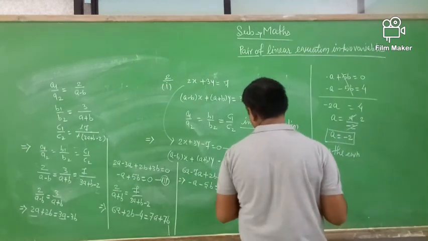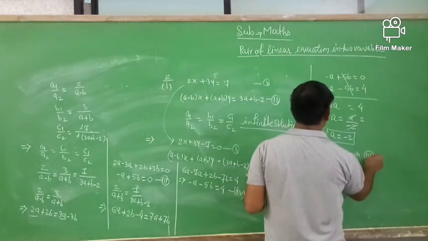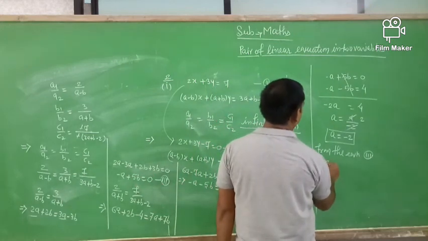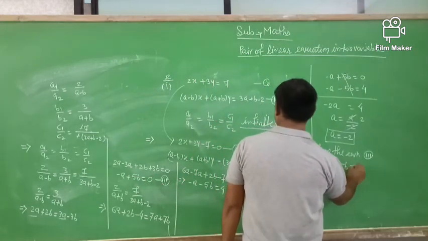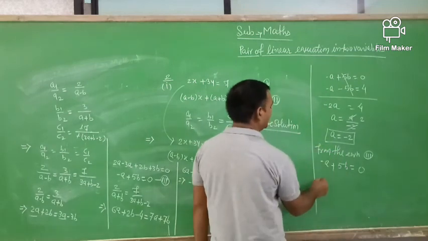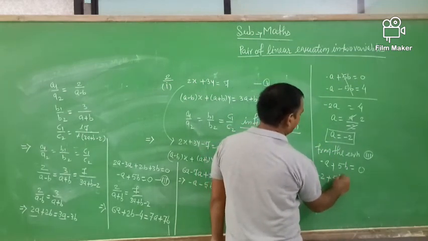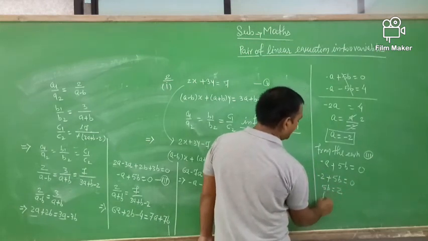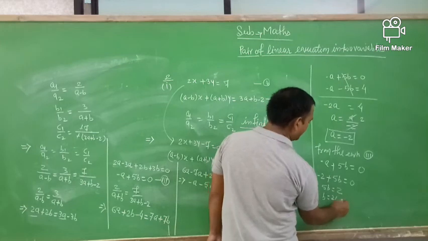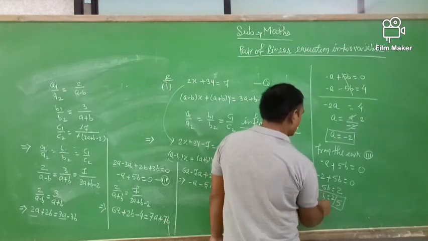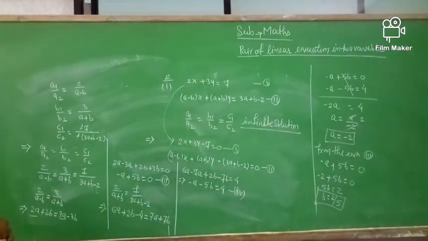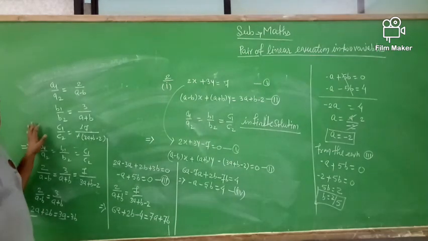From equation number third, −a + 5b = 0. So the value of a is −2, so 2 + 5b = 0. So 5b is equal to 2 and b is equal to 2 by 5. So if the value of a is equal to −2 and the value of b is equal to 2 by 5, then you can find the many solutions of the given equations.